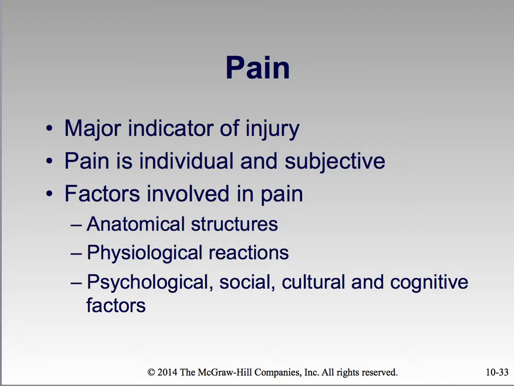Talked about indicators of pain. Pain's different for everyone. So what could be a 5 on a 1 to 10 scale of pain on somebody could be a 2 on someone else, or it could be an 8 on someone else. There's a lot of factors that are involved in that. So you have anatomical structures, so your body, physiological reactions, psychological, social, cultural. Maybe you've never felt pain before and you sprained your ankle and you think it's the end of the world. So everyone's a little different on pain.